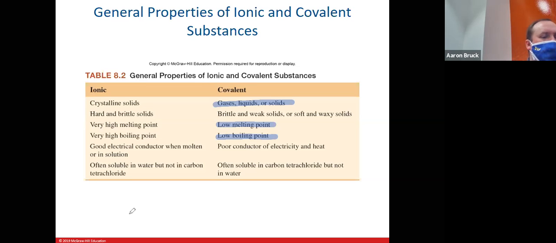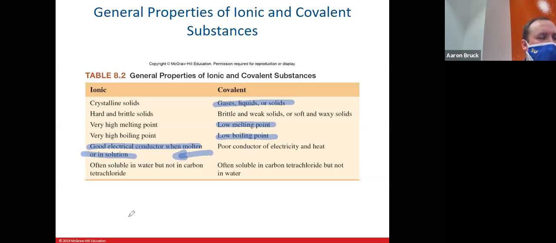Contrast that to your ionic compounds. Their electrical conductivity is quite high. Put them in solution, they conduct electricity quite well. Get them to melt, at a high enough temperature, and you would see that they would conduct electricity also.